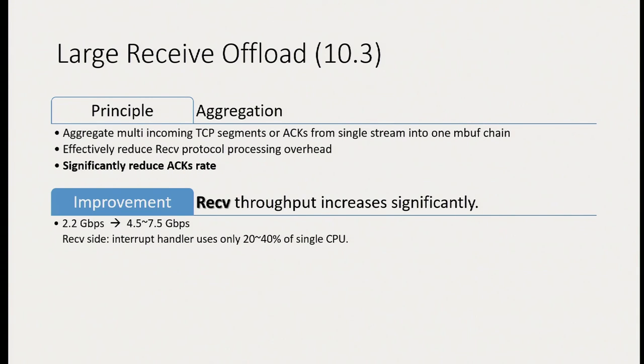The CPU utilization of the interrupt handler also dropped greatly. Previously, almost 100% of a single CPU was consumed by the interrupt handler, but now it's only 20 to 40% of a single CPU. We can see the CPU utilization really dropped a lot.